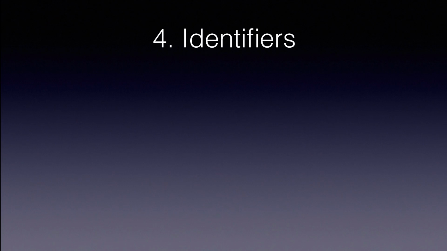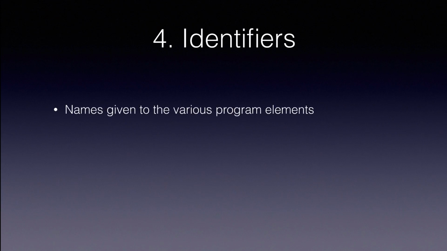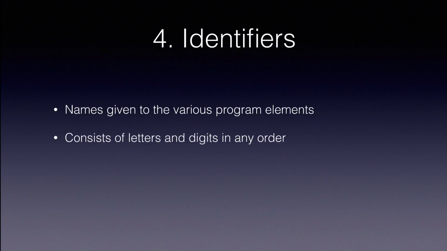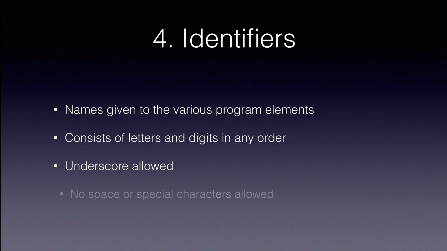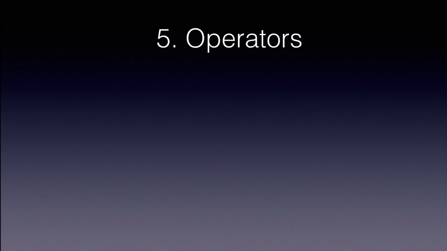And identifiers. Identifiers are the names given to the various program elements such as variables, arrays, functions, objects, and so on. An identifier consists of letters and digits. The first character should be a letter. Both upper and lower cases can be used, and an underscore can be used and is considered a letter. No spaces are allowed in identifiers. Special characters cannot be used. An identifier cannot be a keyword.